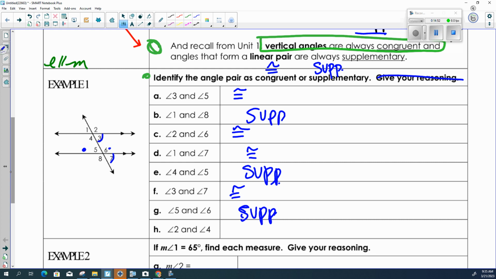Okay, last one, Cooper, angle 2 and angle 4. And why? Do you remember what those are called? Those are the vertical angles from Unit 1. So those last two, this was a linear pair, and those ones are vertical. The rest were like alternate interior. Okay.